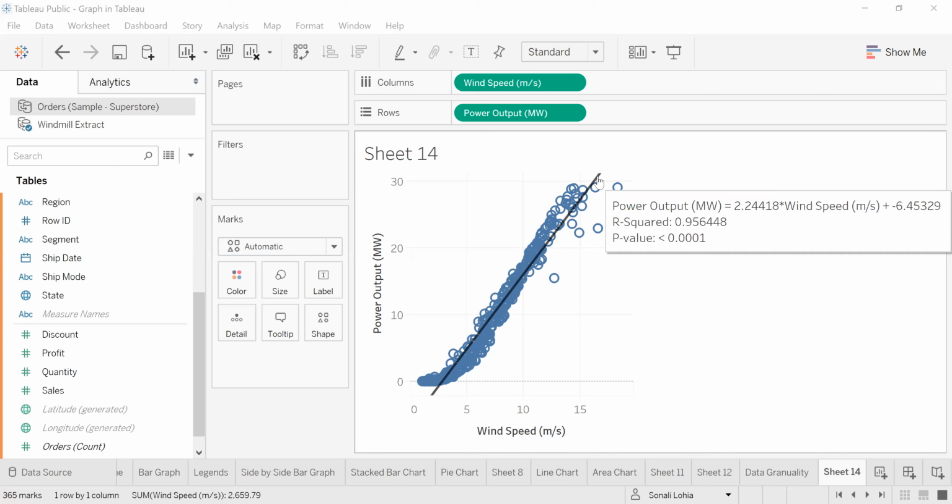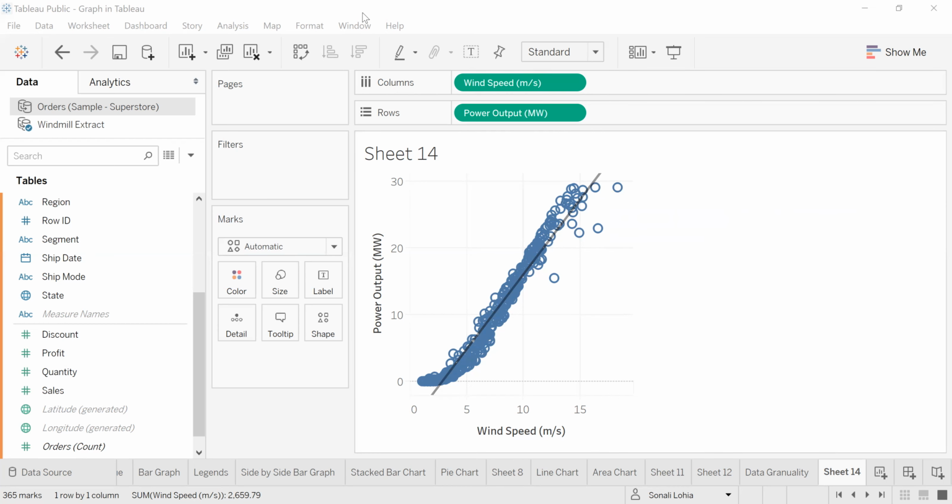So suppose the user asks, wind speed is 50 here. Can anyone calculate and tell me what is the power output with this equation? We can replace the wind speed with 50 and multiply by 2.2448. Can you calculate and tell me? Around 104 or something we get. Okay, around 104 we will get, right?